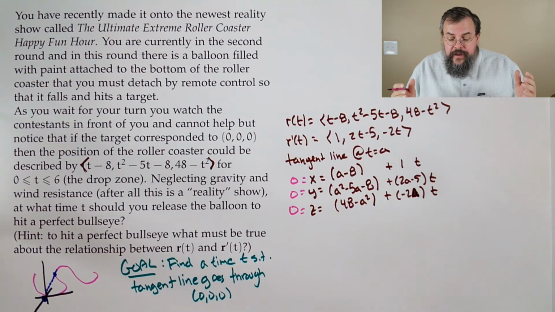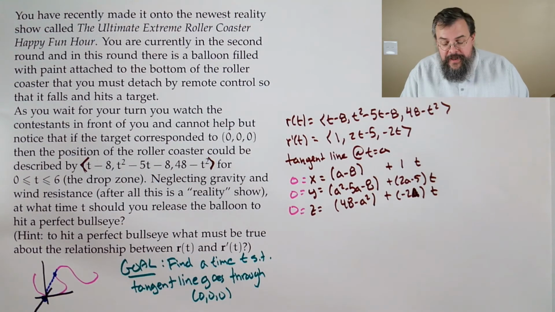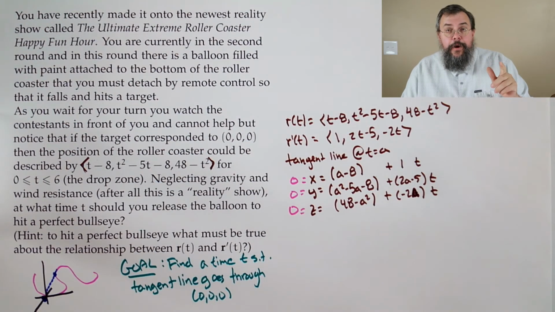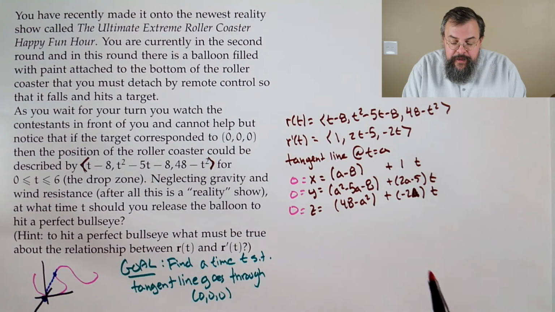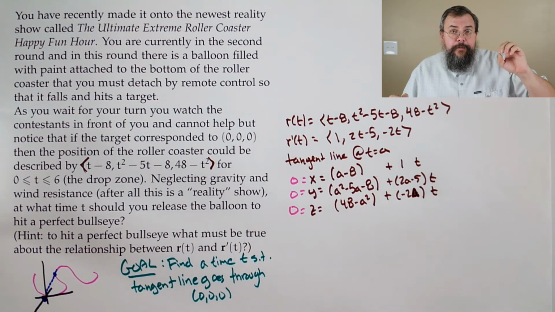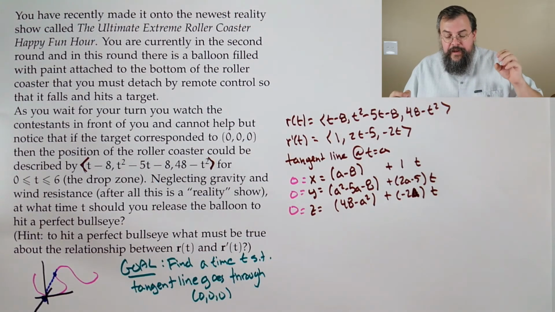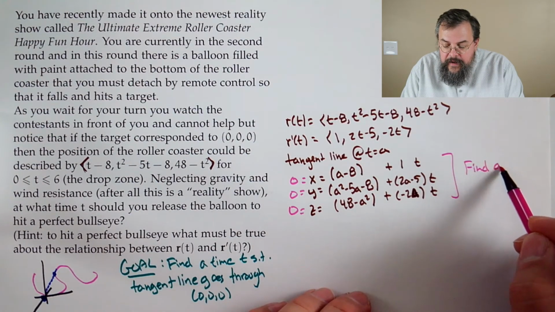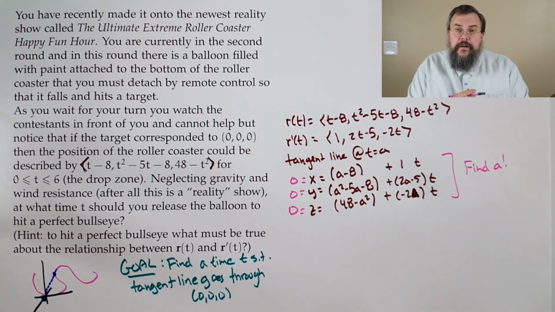So what we need to do is figure out when this is true. If we do that, then we're done. We've succeeded. Now, we have two things to solve for: A and t. Which one do we really care about? The one we really care about is A. That's the tangent line at the time when we release, at time A, and that's what we're after. We want to know the time to release. So our goal is to find A.